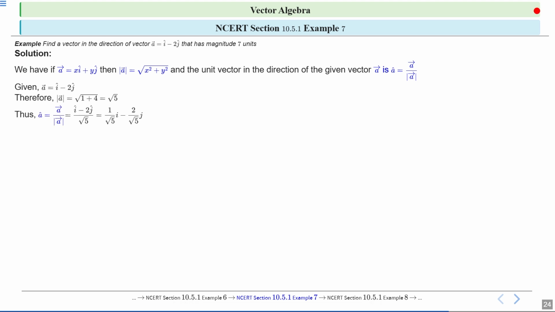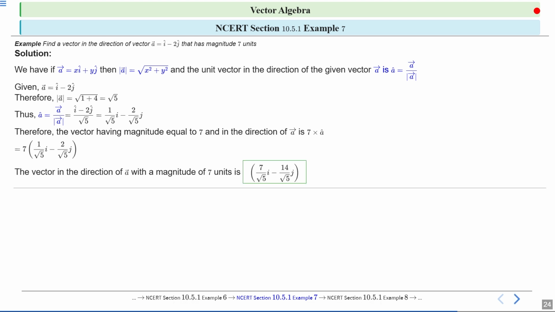So a cap will be equal to a vector upon magnitude of a vector, which is i cap minus 2 j cap upon root 5, which is equal to 1 upon root 5 i cap minus 2 upon root 5 j cap. Therefore, the vector having magnitude equal to 7 and in the direction of a vector is 7 into a cap, which is equal to 7 into 1 upon root 5 i cap minus 2 upon root 5 j cap. So the vector in the direction of a vector with magnitude 7 units is 7 upon root 5 i cap minus 14 upon root 5 j cap. So this is the right answer.